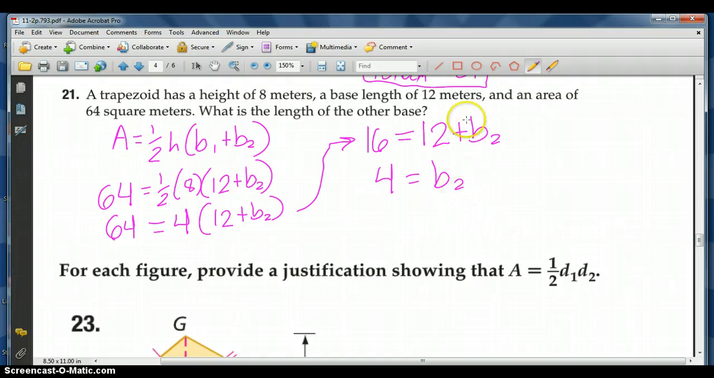So if you wanted to check this, you can substitute this back in here. So you would have 12 plus 4, or 16, times half of 8, so 4 times 16, which does equal 64. So 4 meters would be our other base.